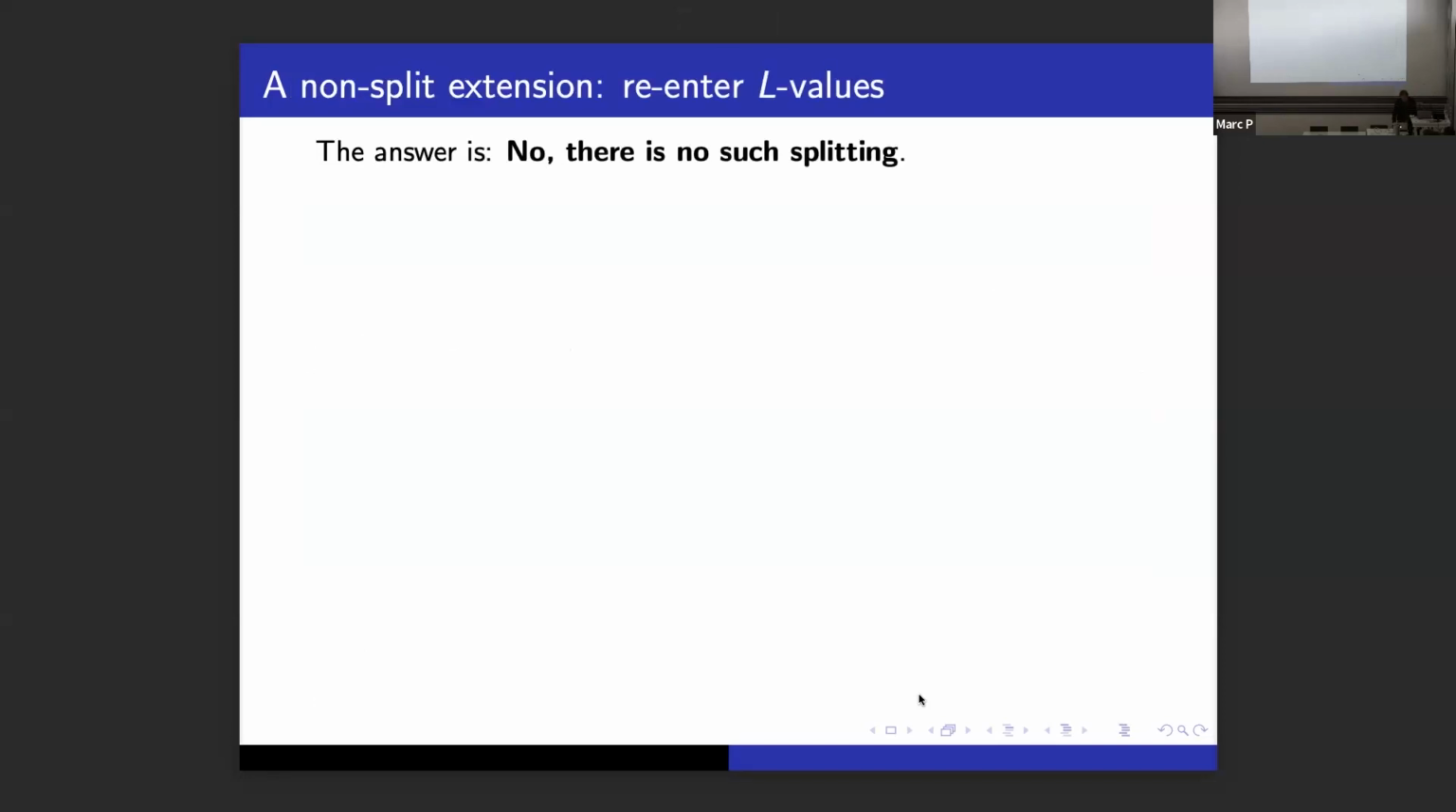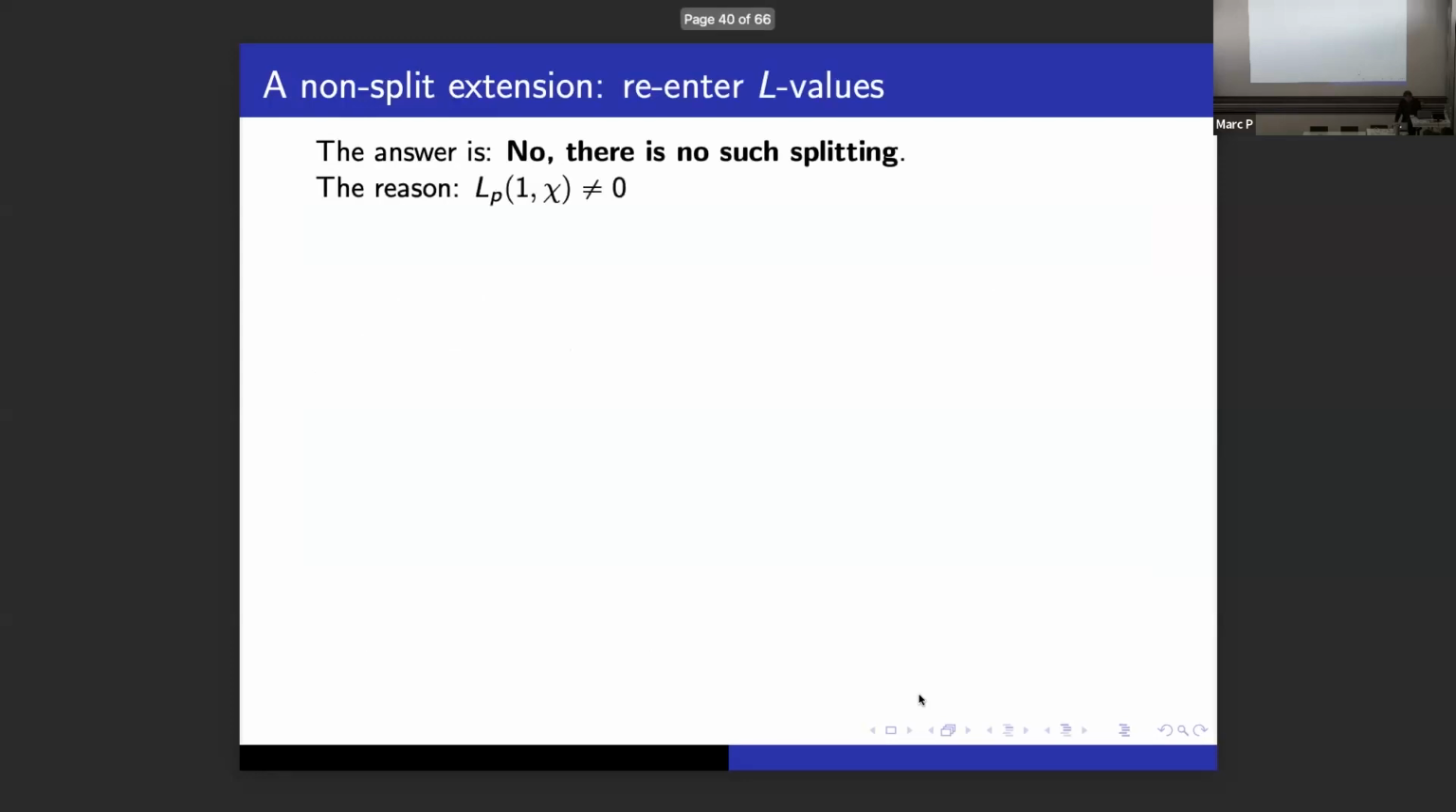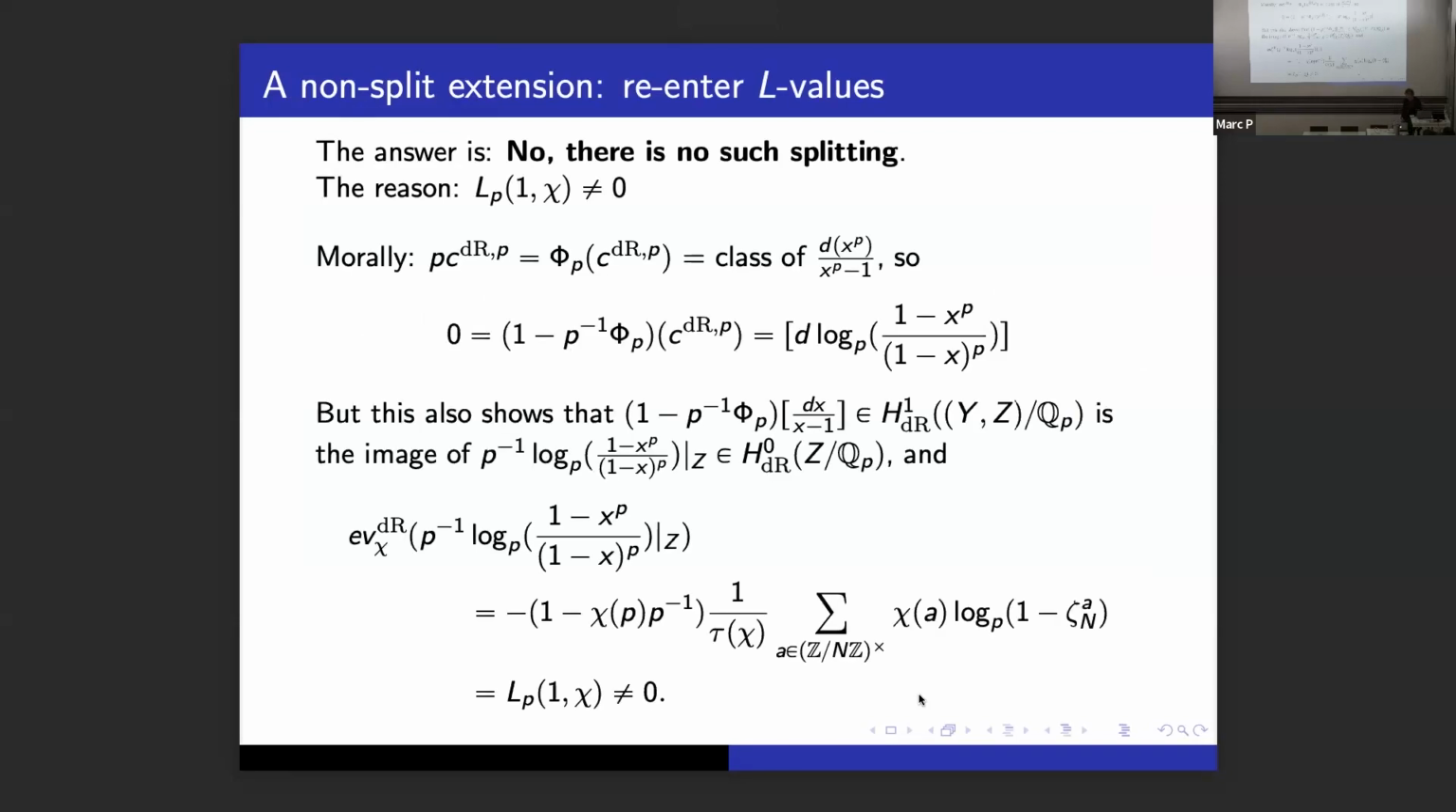There's no splitting of that bottom sequence. And why is that true? Well, it's true because an L value is non-zero. This time it's not quite a complex L value. It's a value of what we call a p-adic L function, which is some function that interpolates values of classical L functions. And the reasoning is virtually the same. One can be very explicit about the action of our phi operator on the de Rham homology class. It basically has to do with replacing x with x to the p.